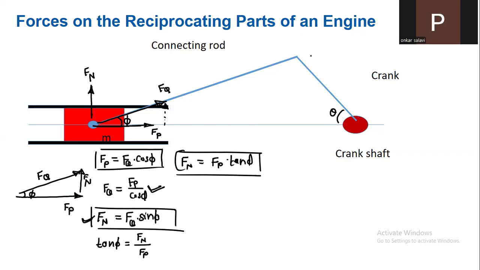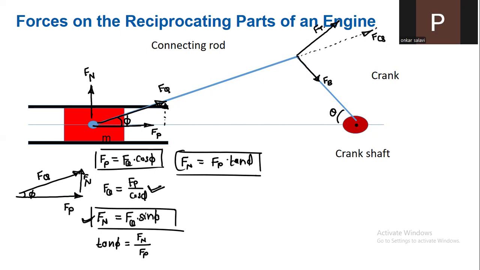Now out of Fq, if I extend this line, so Fq will continue to act along this line. Okay, so this line represents the Fq. Now some part of Fq acts exactly perpendicular. So this perpendicular is called as Ft. Okay, so force acting on the crankshaft. And some part of Fq acts along the crankshaft. So this is called as Fb. Ultimately, it will act on this bearing. So this is the Fb.